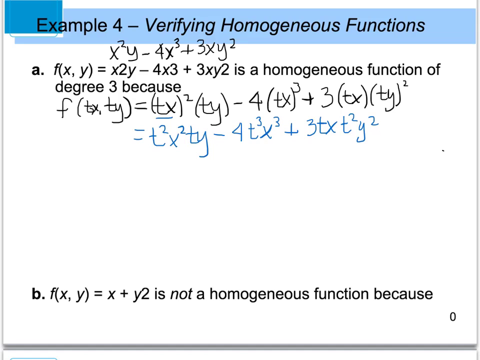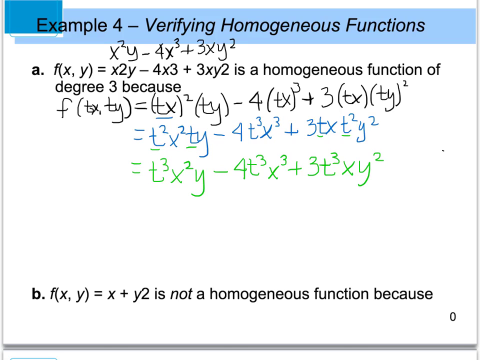Now I need to go through and combine any like terms. I have a t squared and a t here. So t squared times t is going to give me t cubed x squared y minus 4t cubed x cubed. I can't simplify that term anymore. Plus 3, and I have a t and a t squared, which is going to give me t cubed x y squared.